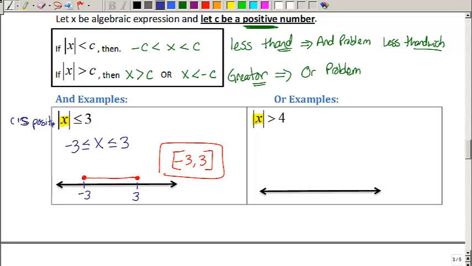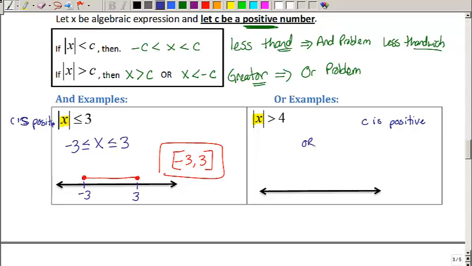On the next problem, again, my x, or my expression, is already isolated. Then I look at my 4, and 4 is positive, so my c is positive. So that does qualify, and we can use the rules above. The absolute value of x is greater than 4. So I'm going to break up into two equations.